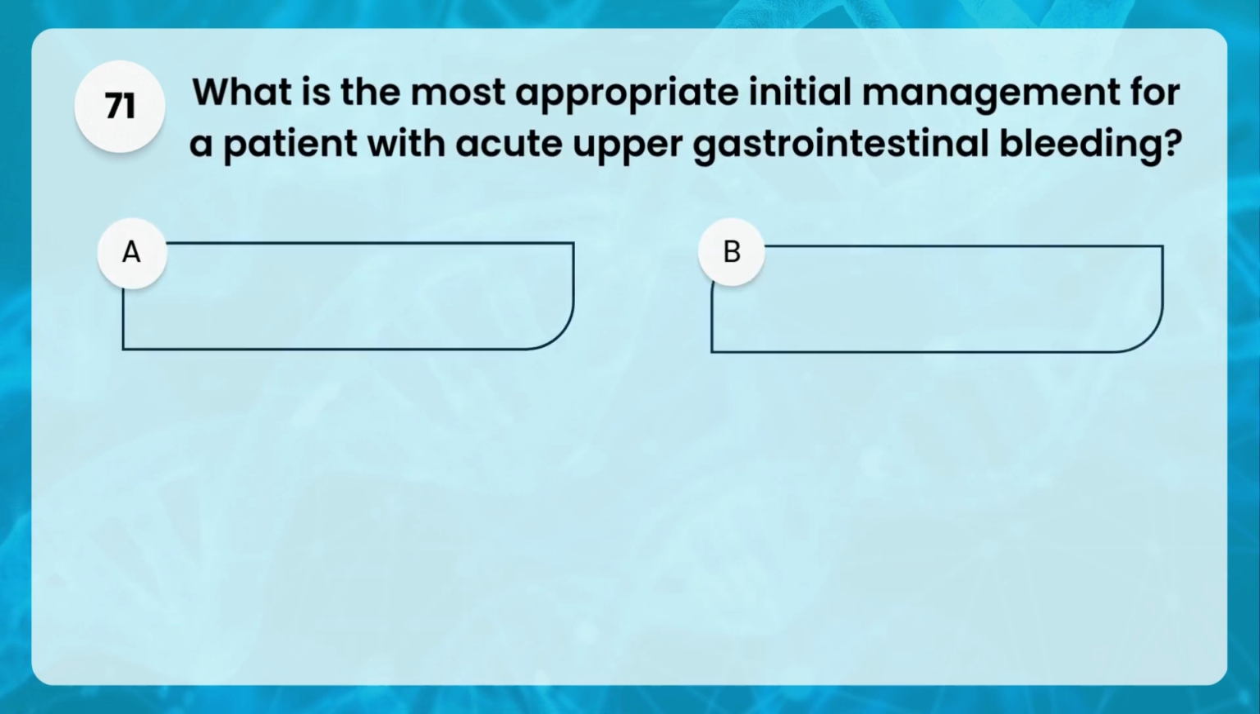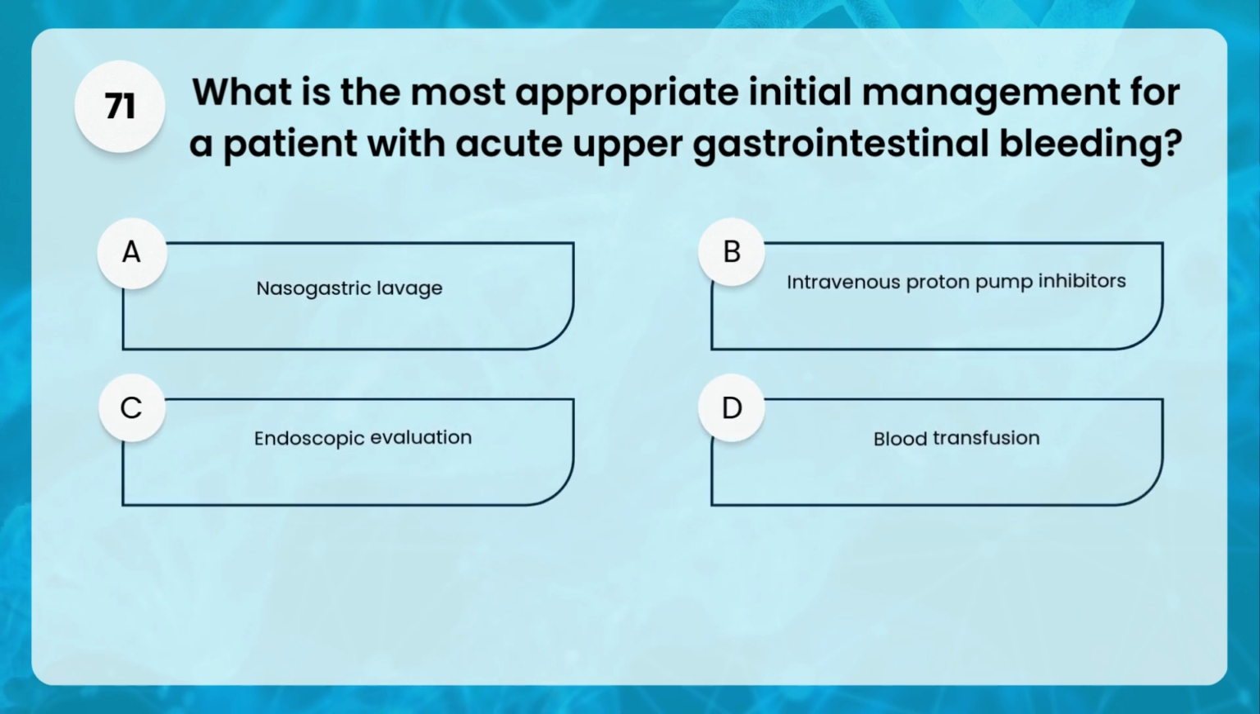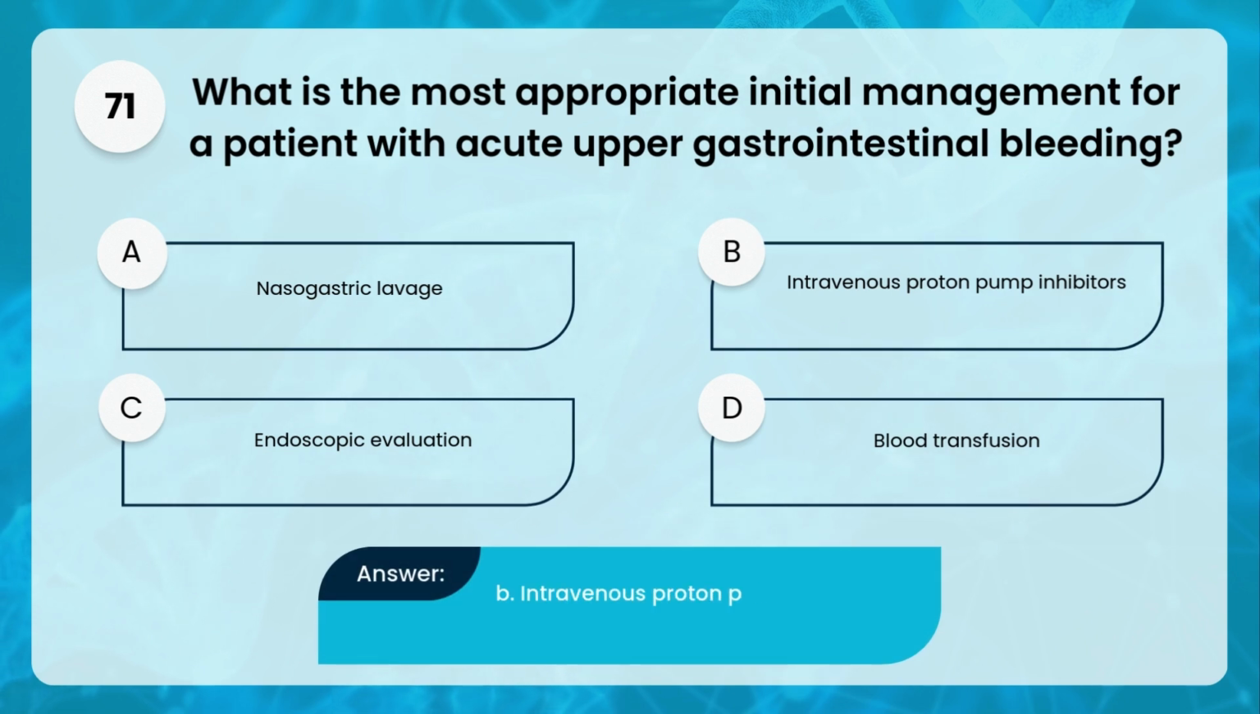Number 71. What is the most appropriate initial management for a patient with acute upper gastrointestinal bleeding? A. Nasogastric lavage. B. Intravenous proton pump inhibitors. C. Endoscopic evaluation. Or D. Blood transfusion? The answer is B. Intravenous proton pump inhibitors.